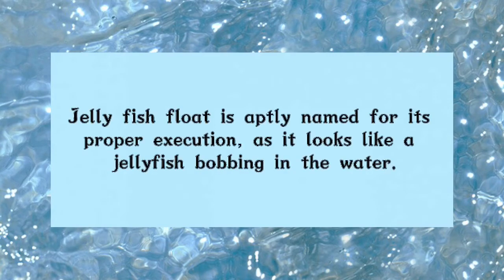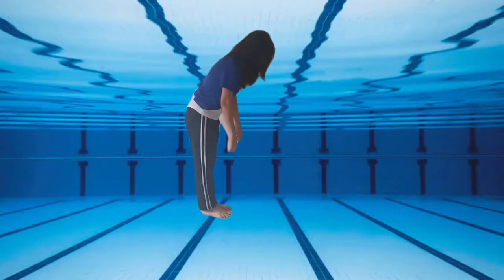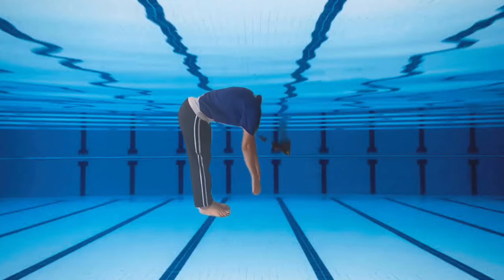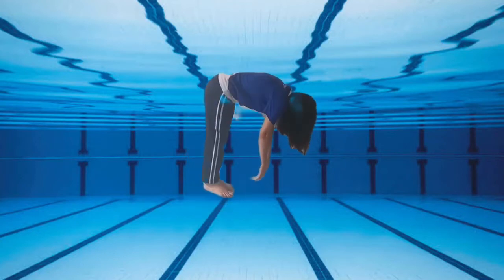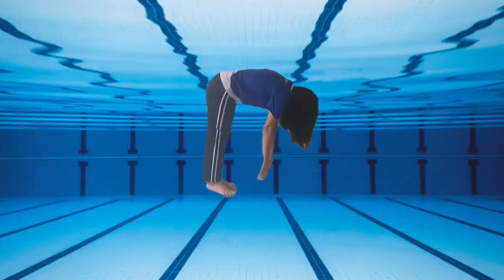Jellyfish float is aptly named for its proper execution, as it looks like a jellyfish bobbing in the water. The technique is quite straightforward. Standing in waist-deep water, the swimmer takes a deep breath, puts his face in the water, arms hanging down, and allows the water to support the body.